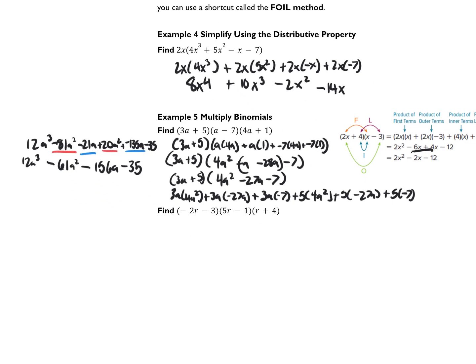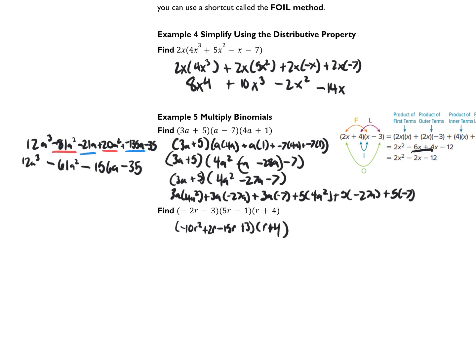So I'm going to show you a little quicker way than writing this whole thing out like we did here. So we're going to do this again. This time I'm going to multiply the first two together. Like I said, it does not matter the order. So we're going to FOIL: negative 2r times 5r is negative 10r squared. Negative 2r times negative 1 is positive 2r. Negative 3 times 5r is negative 15r. And then negative 3 times negative 1 is positive 3. And we still have the r plus 4 hanging out there.